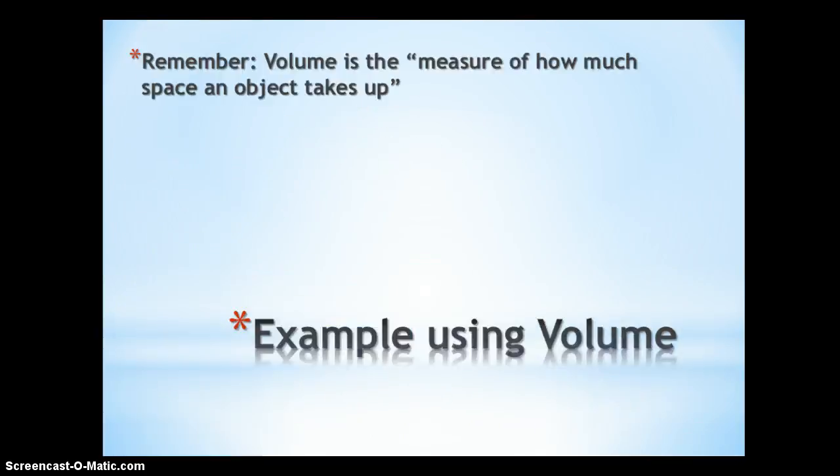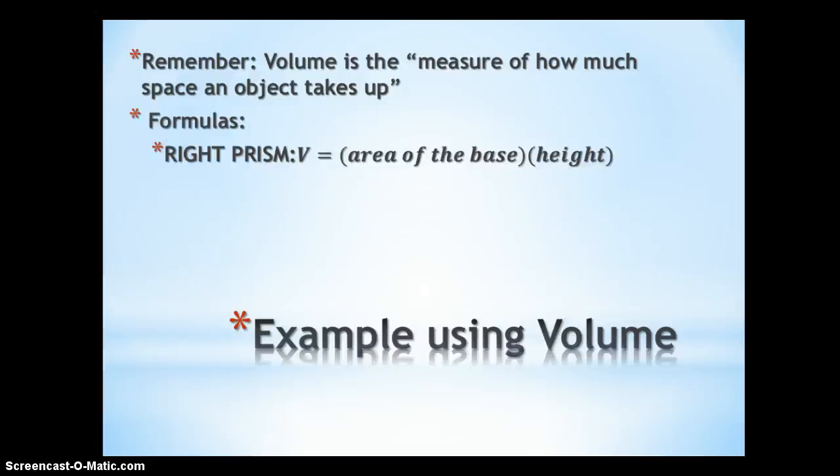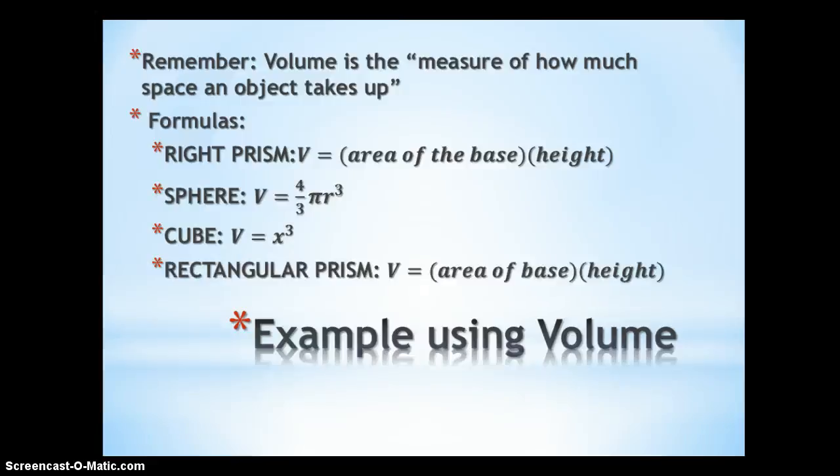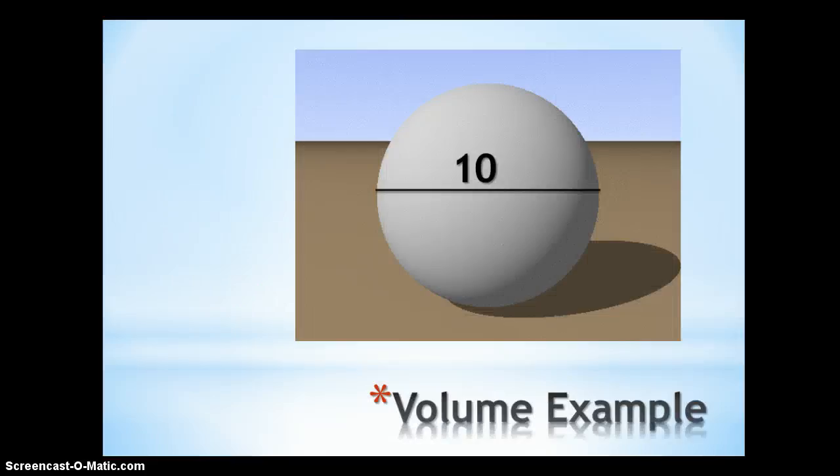Let's look at an example using volume. Let's remember the definition of a volume, which is volume is the measure of how much space an object takes up. Some formulas. A right prism equals the area of the base times the height. A sphere equals 4/3 pi r cubed, r in this case being the radius, and a cube is x cubed. A rectangular prism, just like a right prism, is the area of the base times the height.